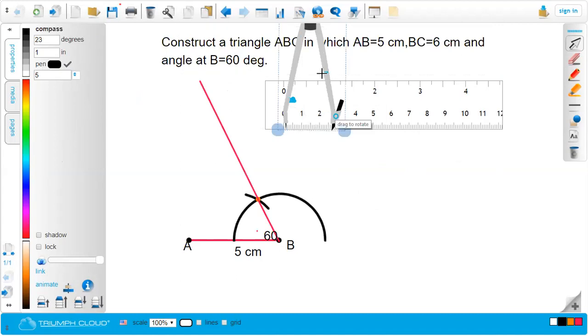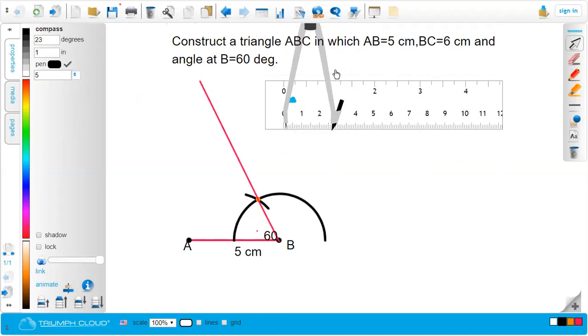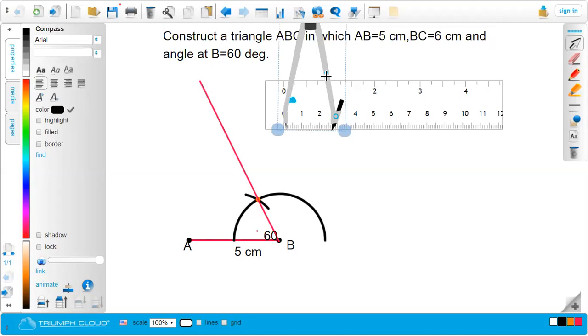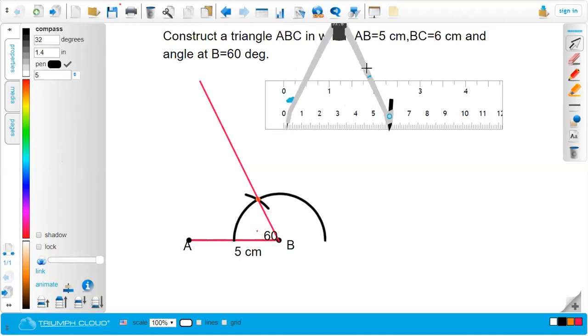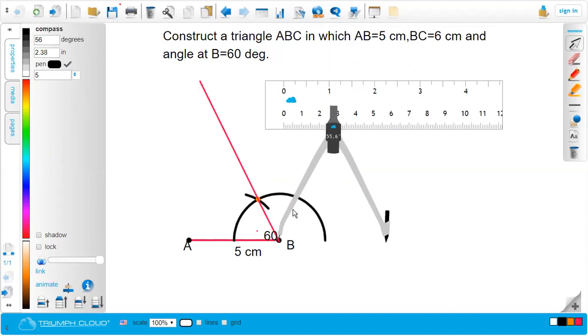Let me extend it almost 6 centimeters. Okay, this is okay. We have to measure the 6 centimeters because this BC is 6 centimeters. Okay, this is 6 centimeters. Let's drag this compass, and the location of the point C is 6 centimeters away from this point B.